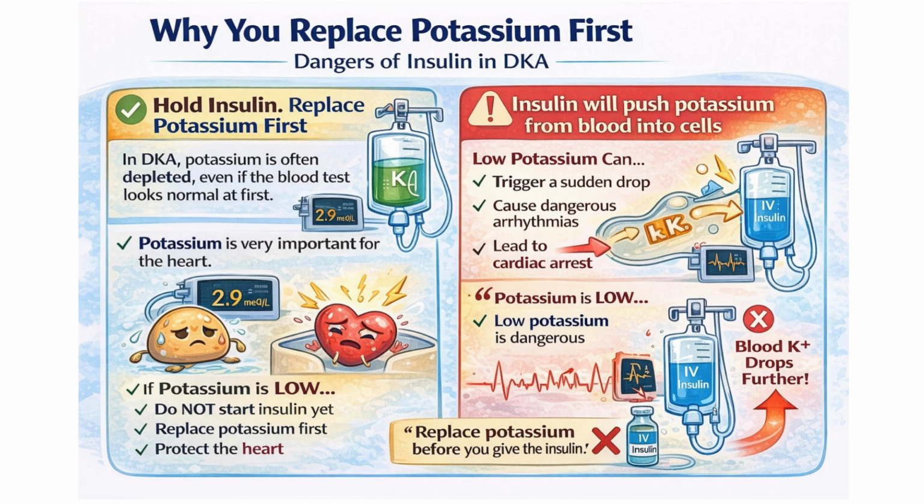The key idea to remember is simple. If potassium is low, protect the heart first. Replace potassium before giving insulin. That is why option C is the correct answer.